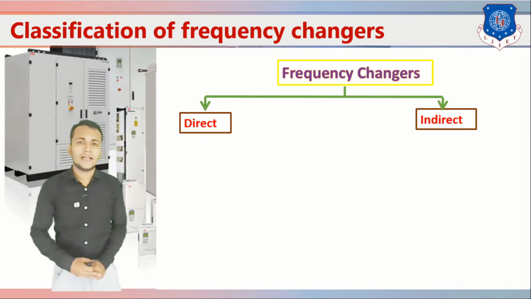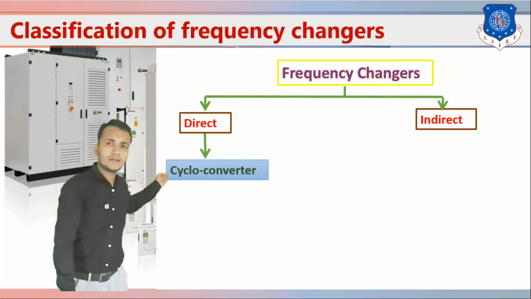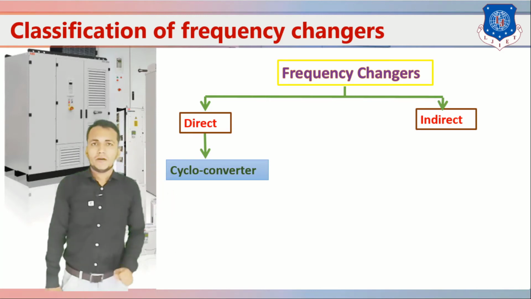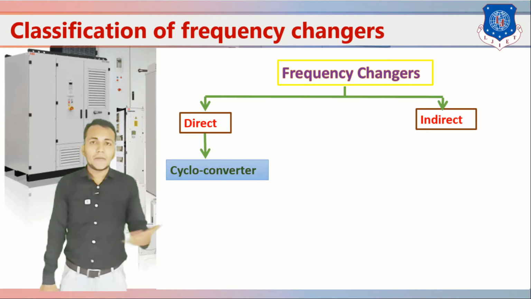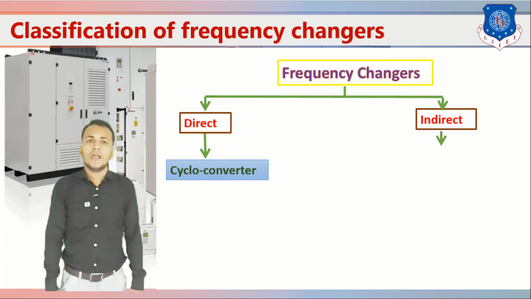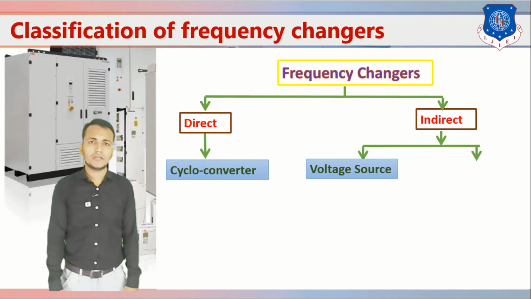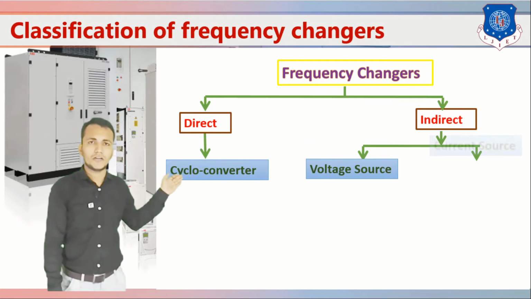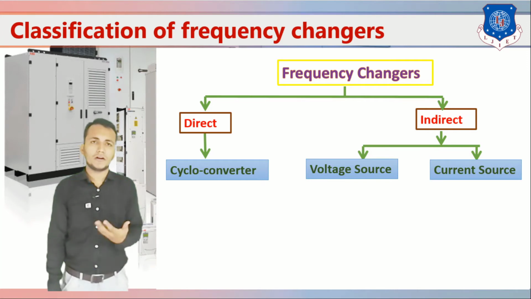In the direct method, it is classified as a cycloconverter. If we vary the frequency by the direct method, then we can use a cycloconverter. In the indirect method, we have two types: first the voltage source inverter, and second the current source inverter.